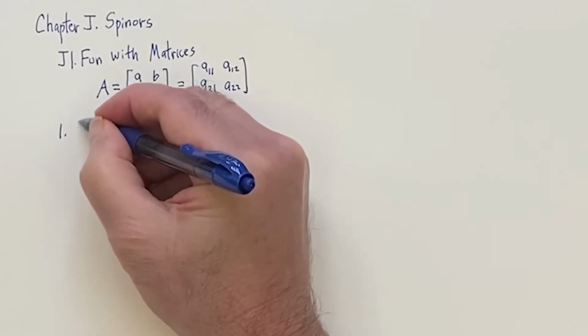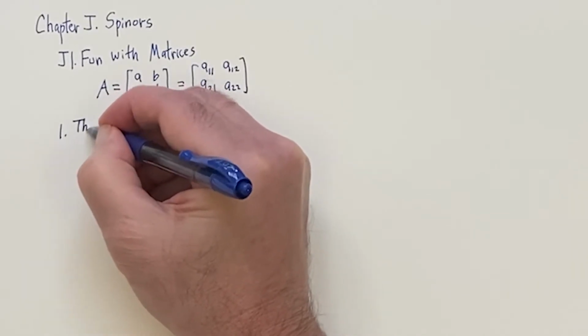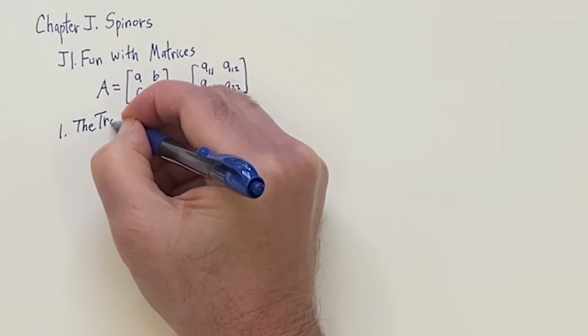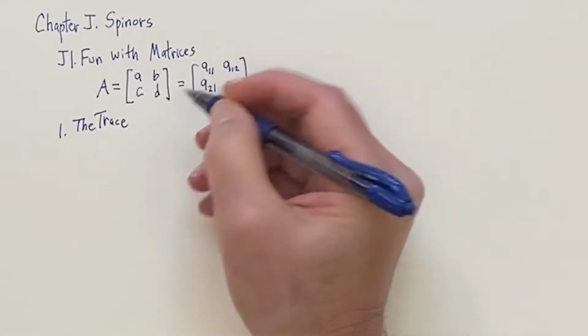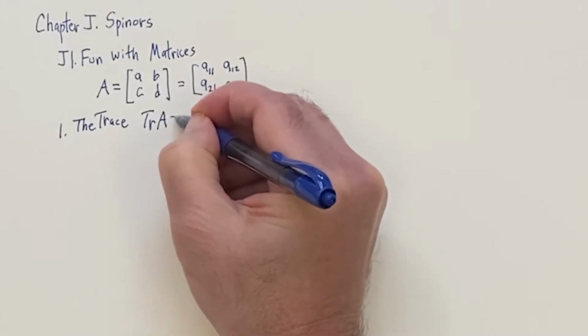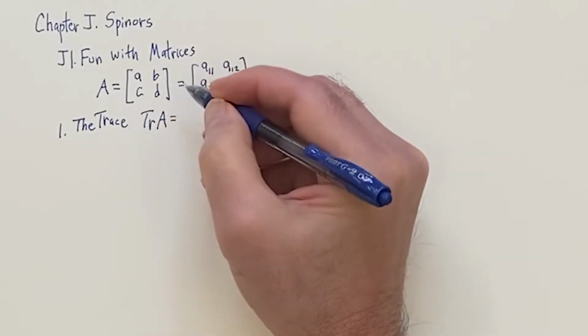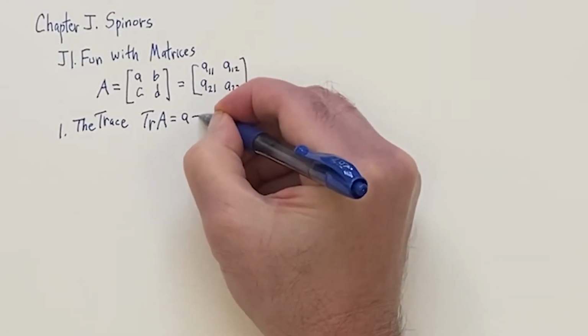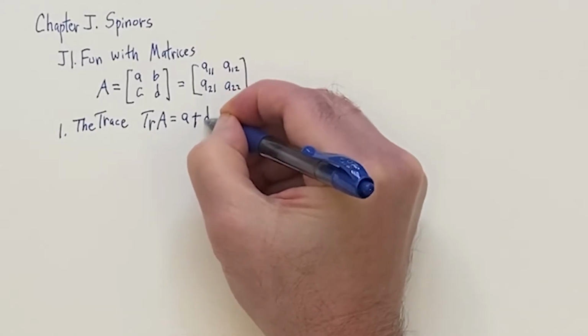1, the trace. The trace of a matrix, Tr A, is to add the diagonal components, A plus D.